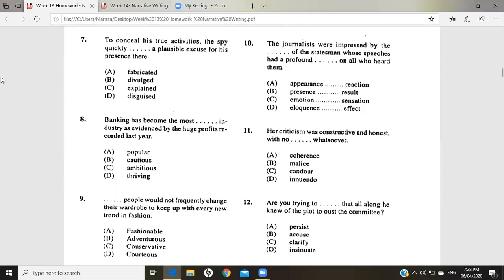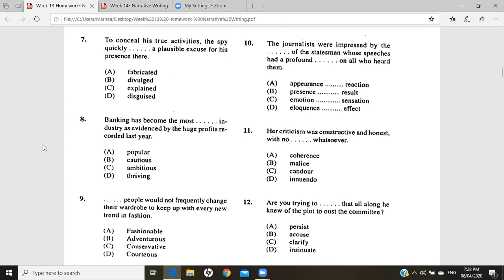Number 8. Sanjay, are you with us? Oh yeah, banking has become the most something industry as evidenced by the huge profits recorded last year. A, popular. Not popular. D. Not B. No, D. Yes, D, thriving. Very good. And thriving means like fast growing, right? Very prosperous.